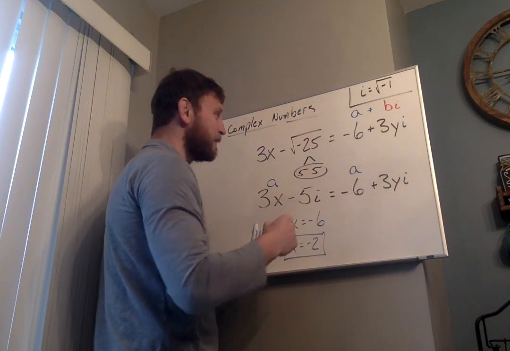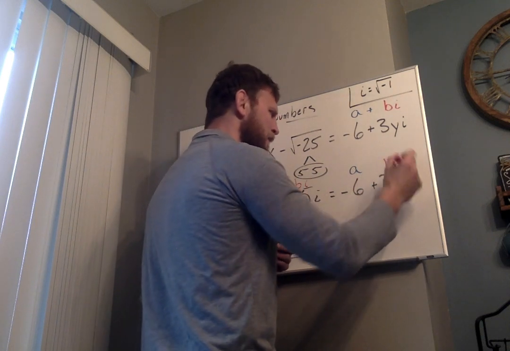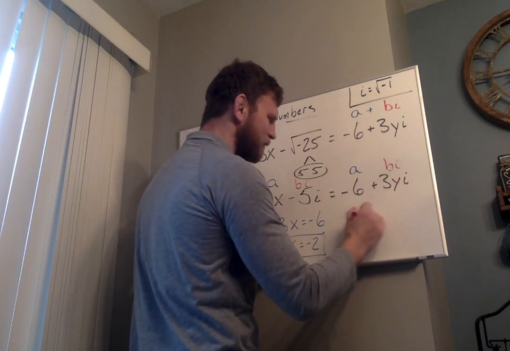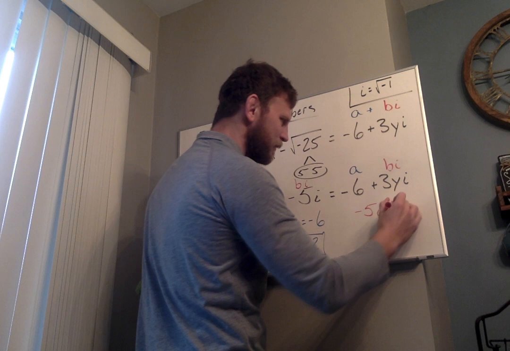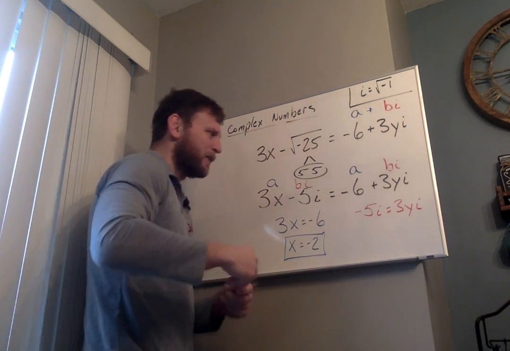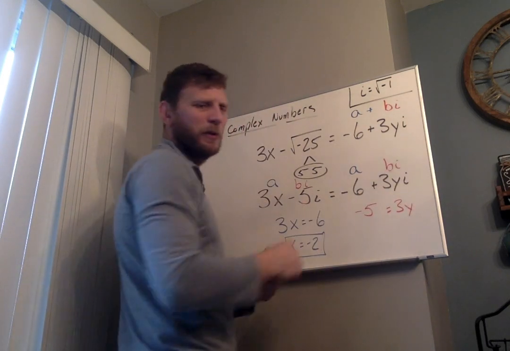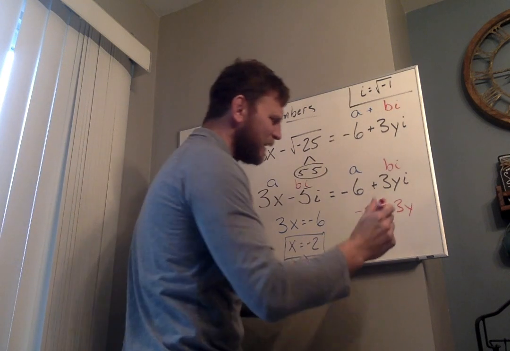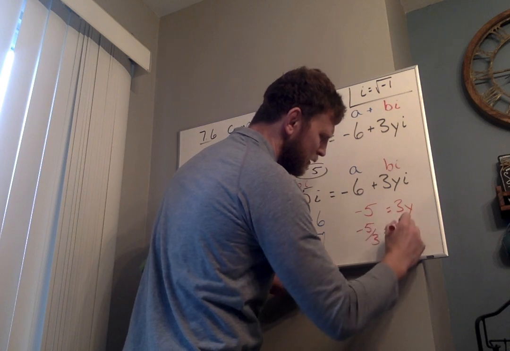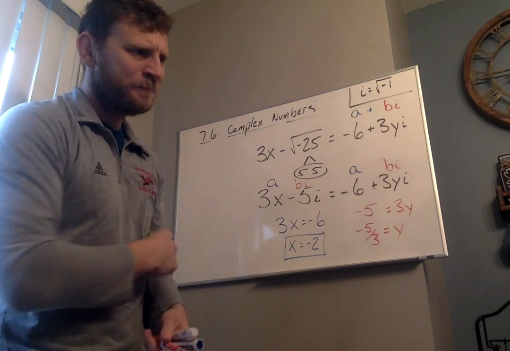Now these pieces must be my Bi pieces. Well, that just means that they're equal. So negative 5i equals 3yi. Now, the i's don't really matter here because I'm breaking it up. They both have i's. I don't really need them. They're both my imaginary part. So y is just equal to negative 5/3. So that's how you do that problem.